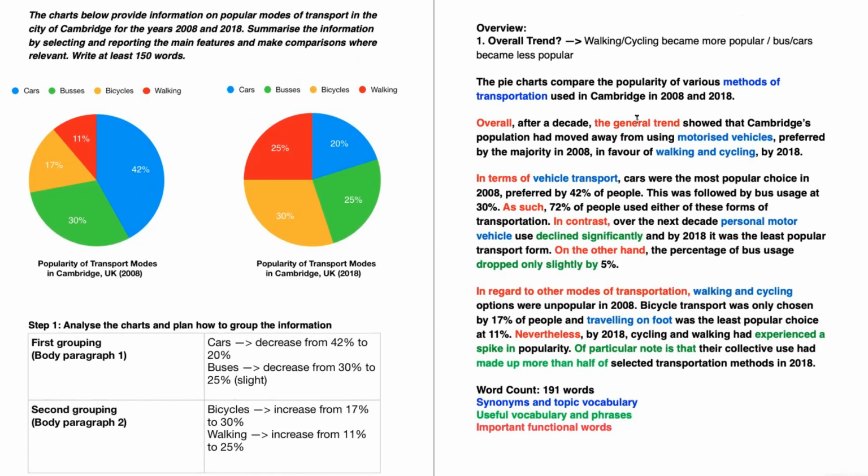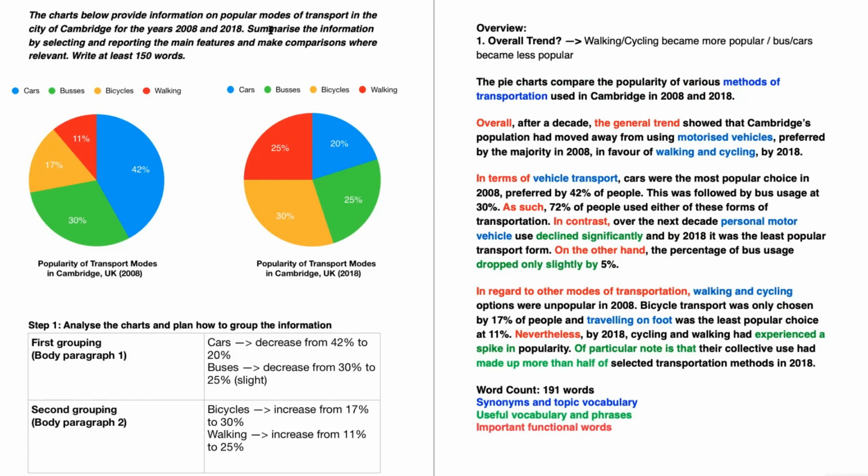So let's start with our introduction. Remember, it's a paraphrased statement, or perhaps even two statements that talk about the writing prompt. So I've written, the pie charts compare the popularity of various methods of transportation used in Cambridge in 2008 and 2018. So we see here the charts below in the prompt. I've said the pie charts.